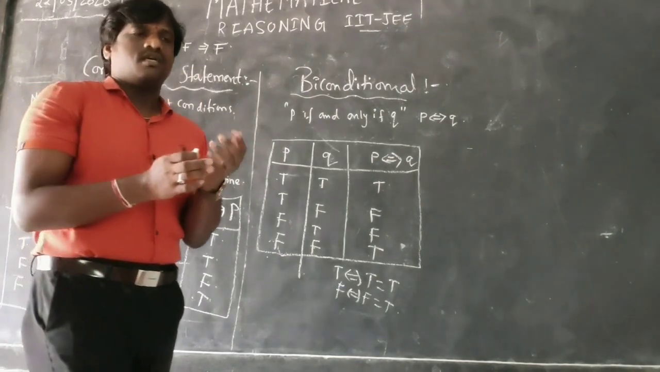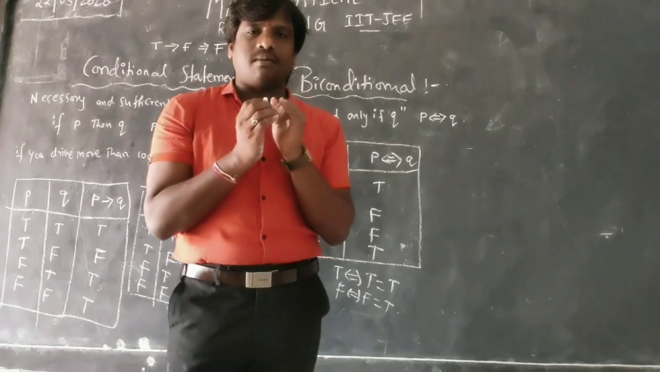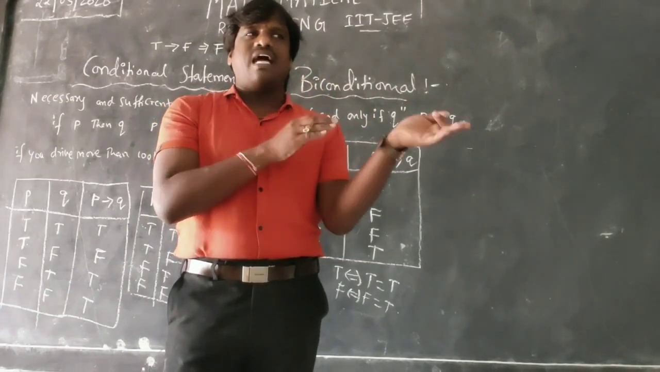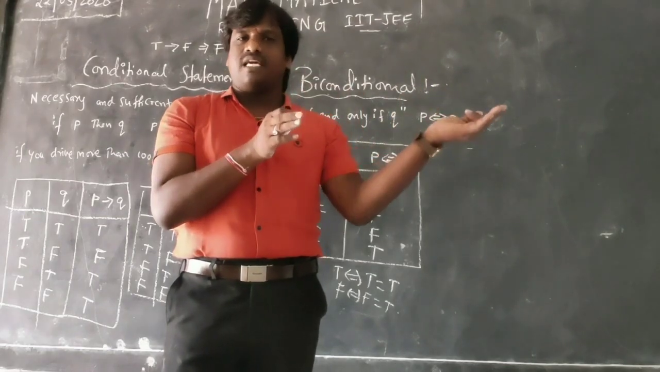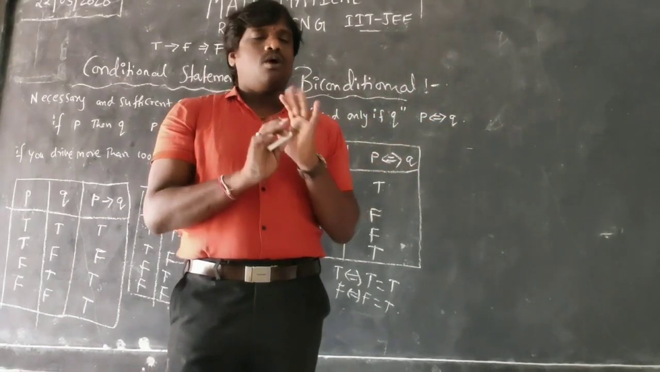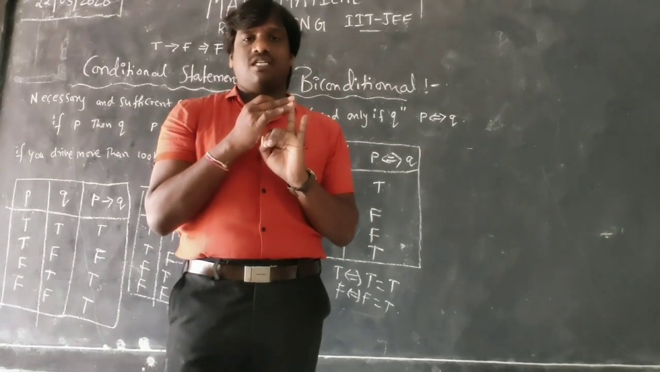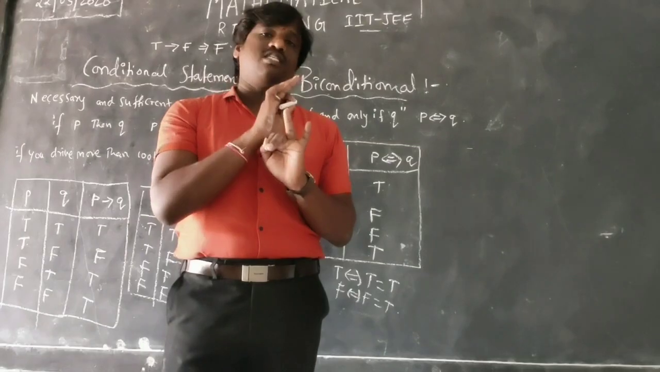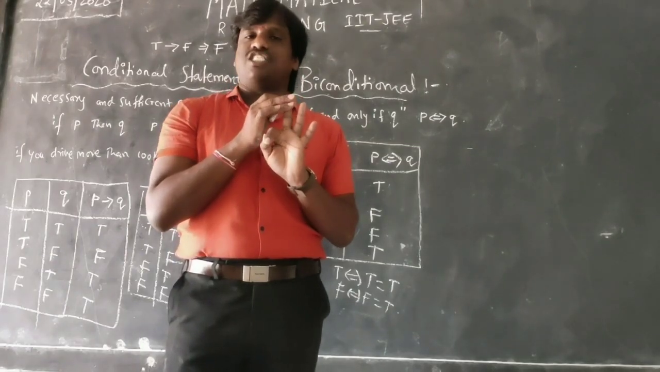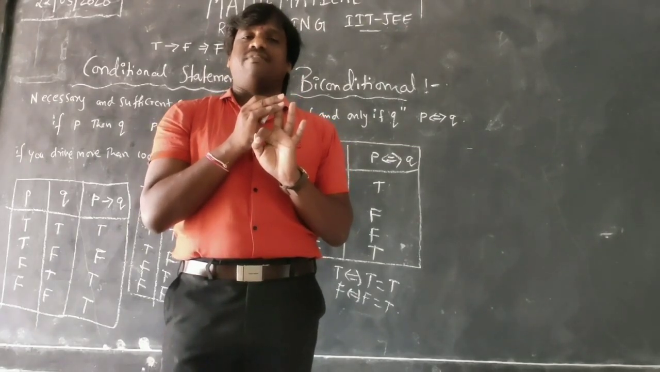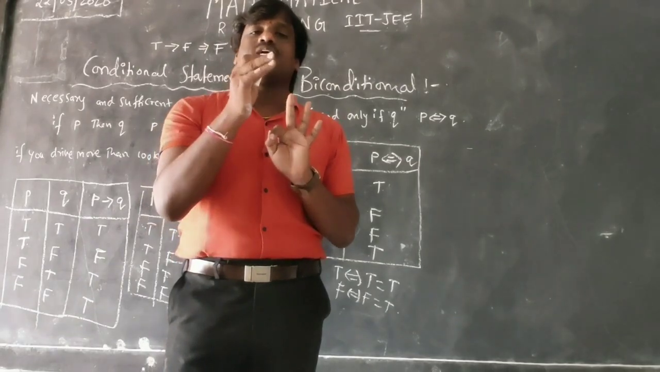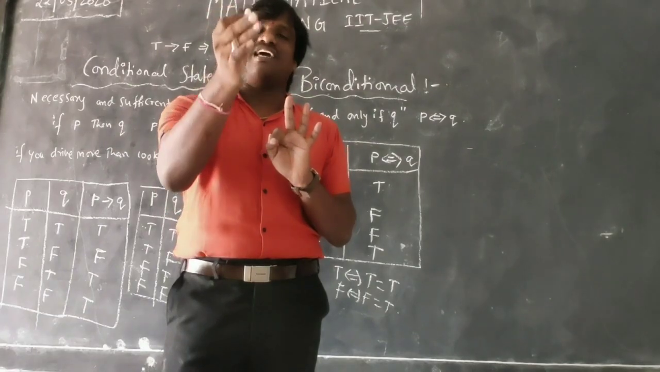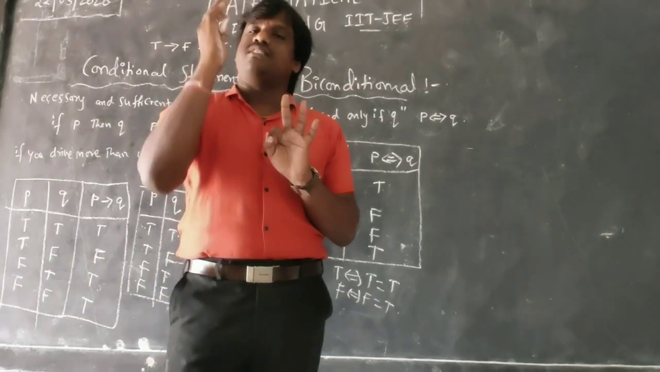I will revise once. Conjunction means both are joined by and, P and Q. When you have and, T and T gives T, the remaining times it is false. Next is disjunction. F or F is F, the remaining times it is true. Next is conditional. If I drive more than 100 kilometers per hour, I will get a fine. So T implies F is F, the remaining times it is true.